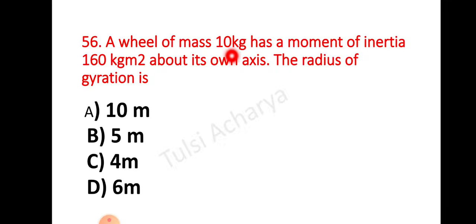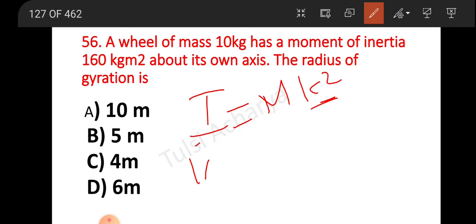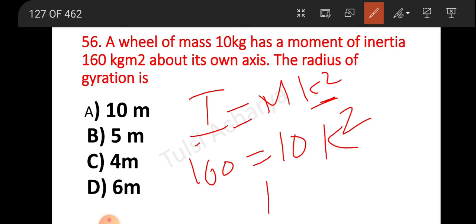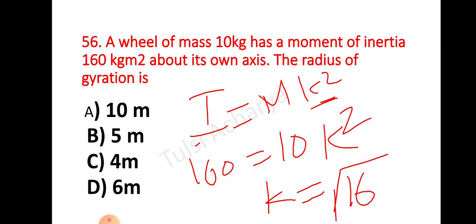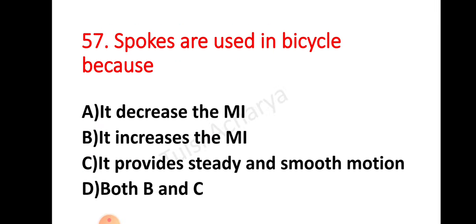In this question let's check at first whether units are in standard SI unit. So we know that I is equal to mk square. We need to find k here. I is given as 160 and m is given as 10. So k will be root under 16, which will give us 4. 4 meter is in option choice C. So 4 meter is the right answer for question number 56. Now let's move to question number 57.